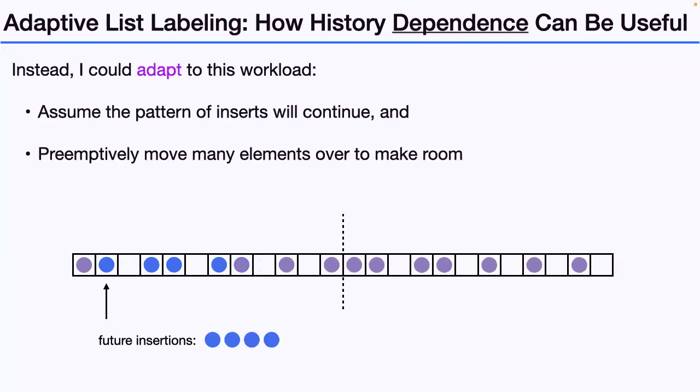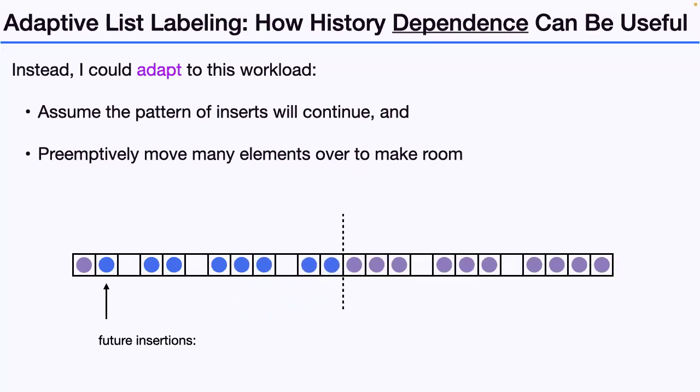So let's just imagine temporarily that I knew this was going to happen. Say I know that once I observe 4 inserts that go to the left, all the rest are going to go to the left. So after I move a few, I'd say, okay, I think all the rest of your insertions are going to the left. I'm just going to preemptively move a bunch of stuff over. So now, as these insertions come in, no additional moves are required.